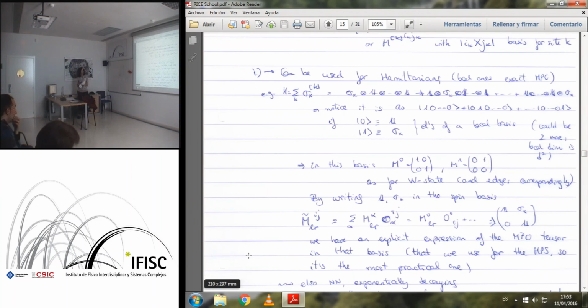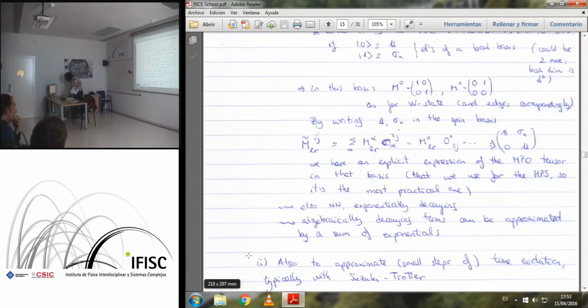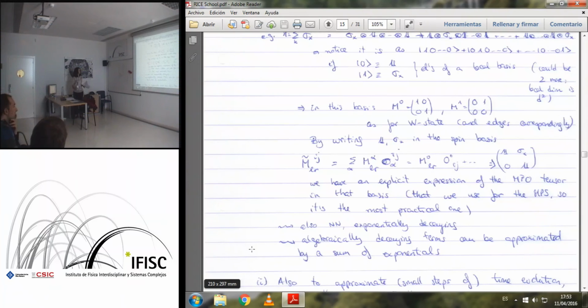Okay, we can also do nearest neighbor Hamiltonians, and in a very simple form. There is a systematic way actually of constructing them, and very easily we can do things that decay exponentially. What happens with things that decay algebraically, right? This is after all an MPS.